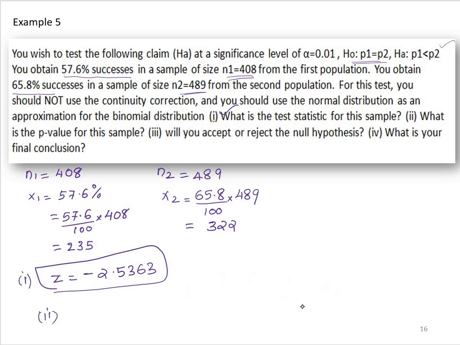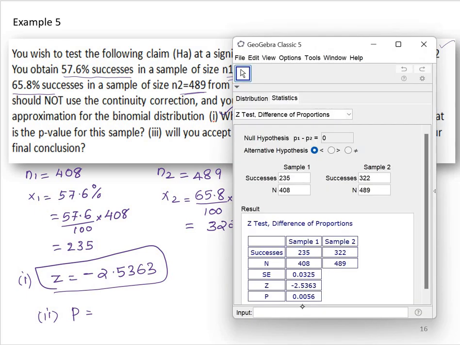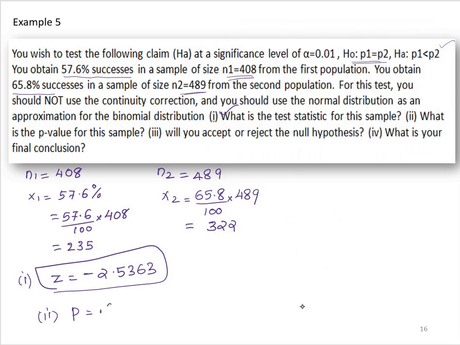Second one, the P value is equal to 0.0056. So this is the second answer. Then will you accept or reject the null hypothesis? What is the alpha here? Alpha is 0.01.